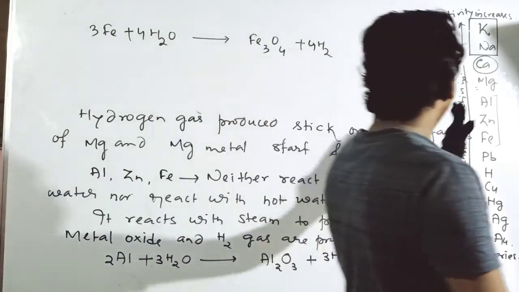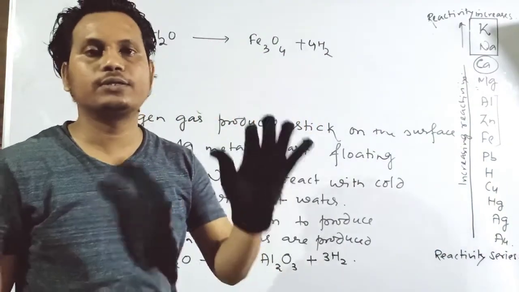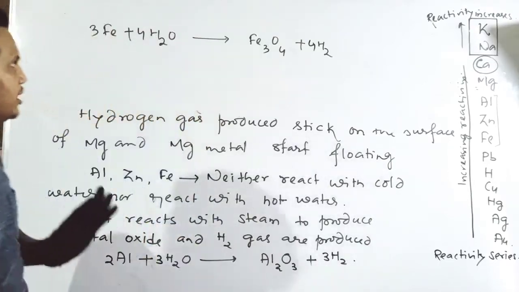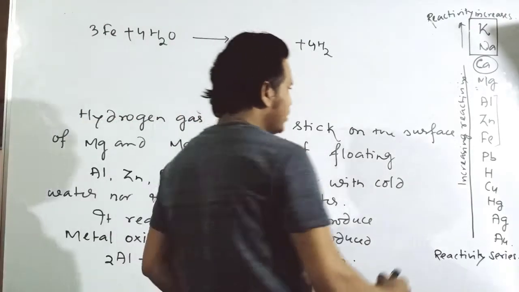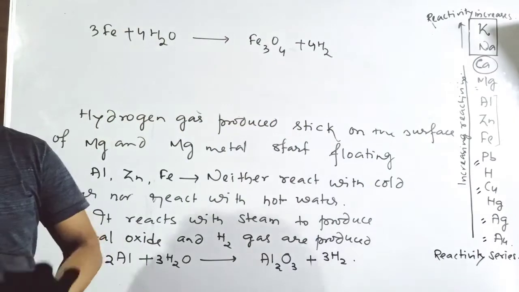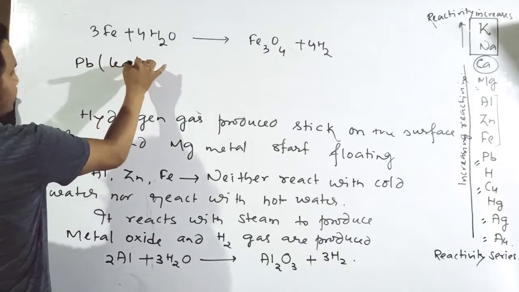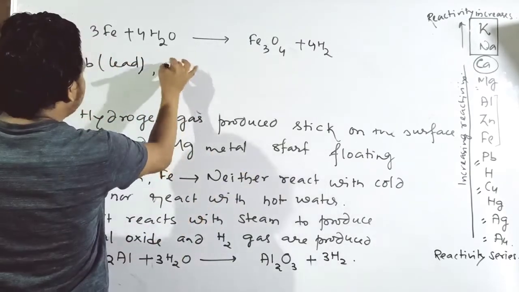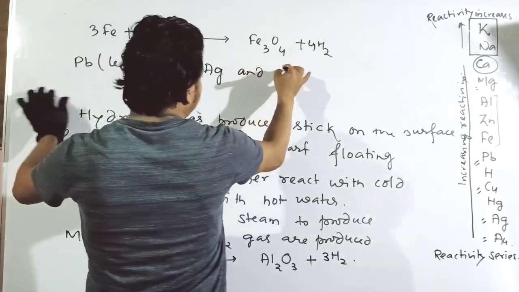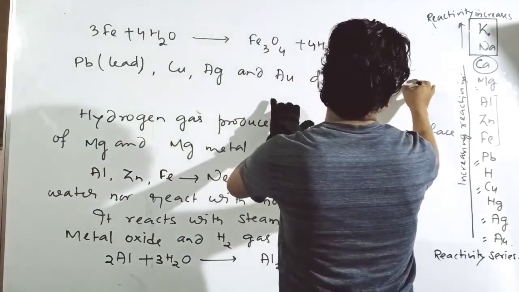So metals like aluminium, zinc, iron react with steam. They do not react with cold water or hot water, and their products are metal oxide and hydrogen gas. Now, the last: lead, copper, silver, gold do not react with water. Pb means lead, then copper, silver, gold, Au. They do not react with water.